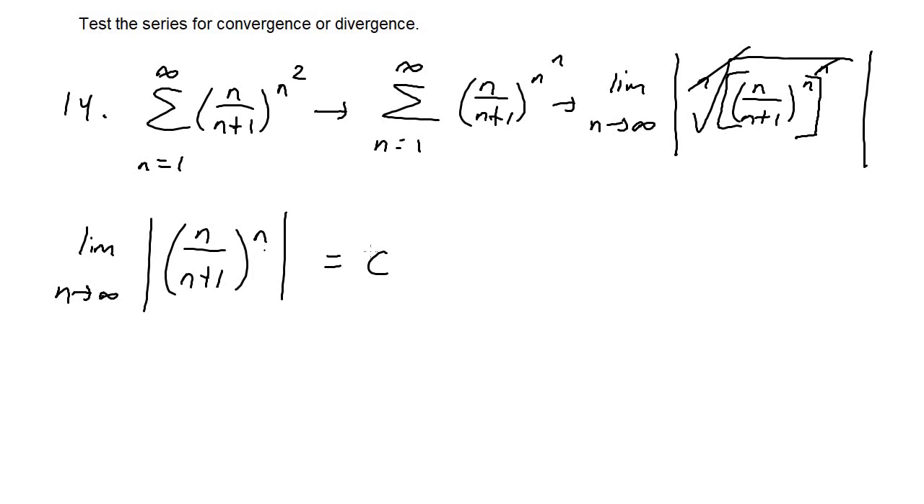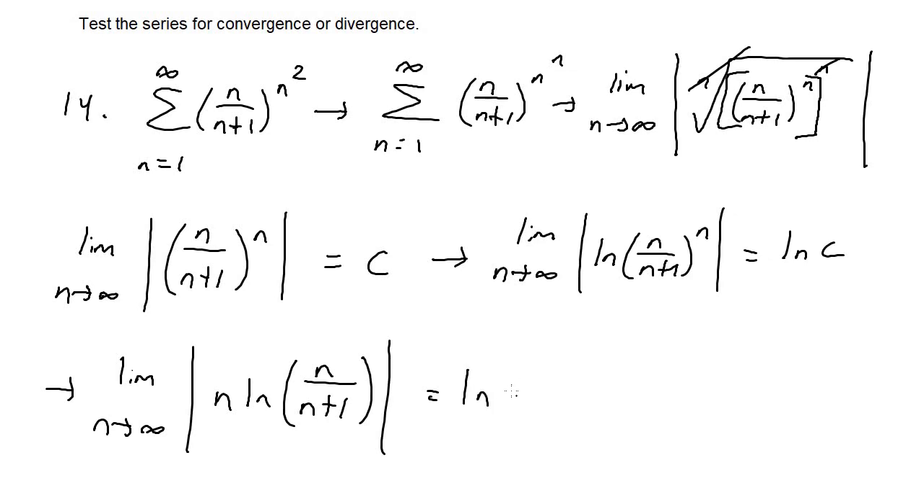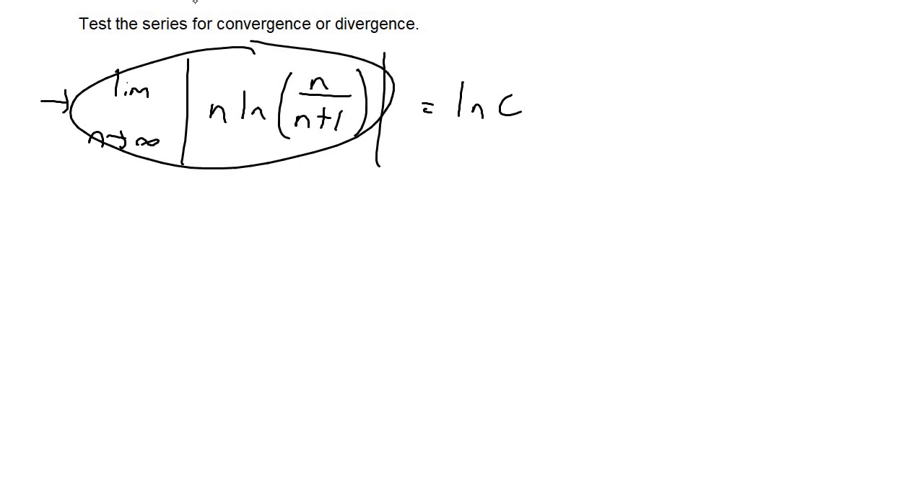Now the next thing I would do is go ahead and take the natural log of both sides. So we get the limit as n approaches infinity of the absolute value of the natural log of n over n plus 1 raised to the n power, and that's going to equal the natural log of c. Now using properties of logs, I can bring this exponent in front of the natural log. So then we have the limit as n approaches infinity, absolute value of n times the natural log of n over n plus 1, and so that's going to equal the natural log of c. Now I'm going to come back to the ln c later, but first let's focus on the limit, the left side of the equation.